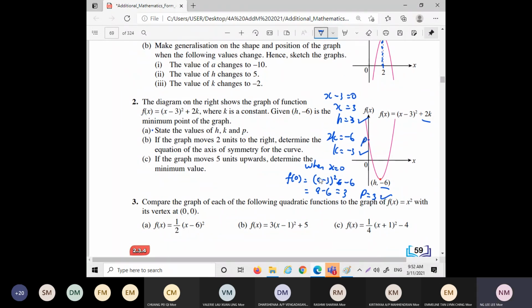P is 3. Okay, so here maybe they will give 2 marks. Okay, so I have helped you for this.